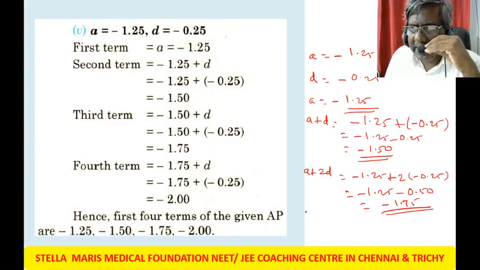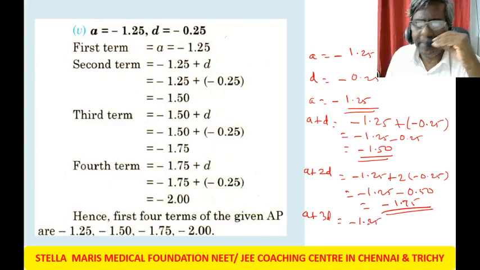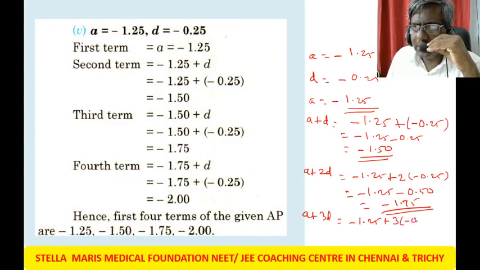The fourth one will be a plus 3d. That is a is minus 1.25. Clear? Minus 1.25 plus 3 into minus 0.25. That will be equal to minus 1.25 minus 0.75. That is equal to minus 2. That's all. See, minus 2.